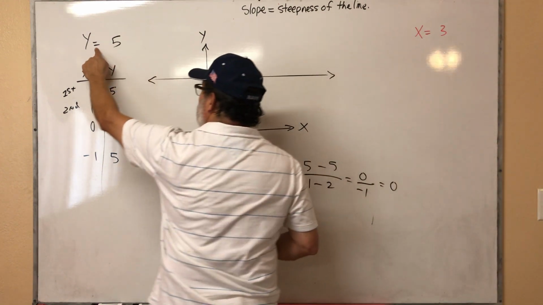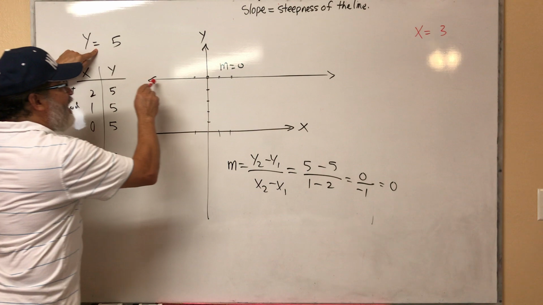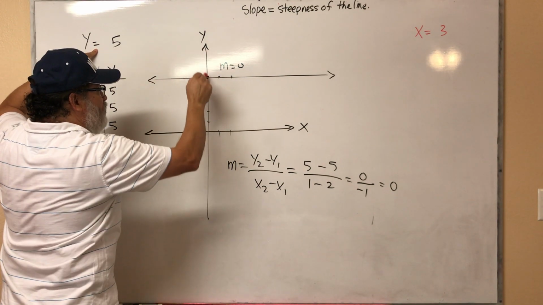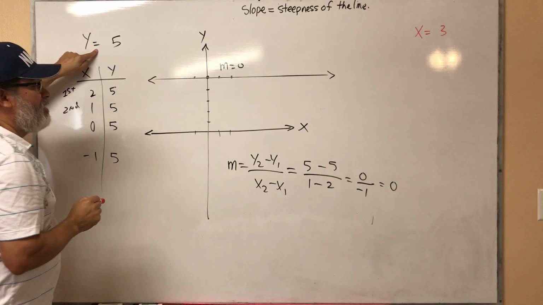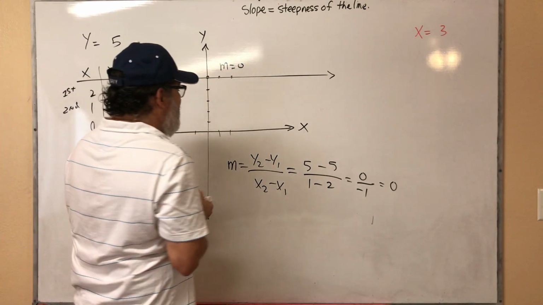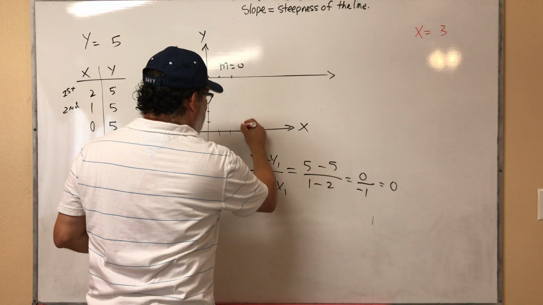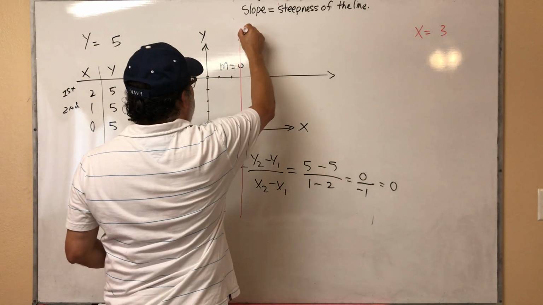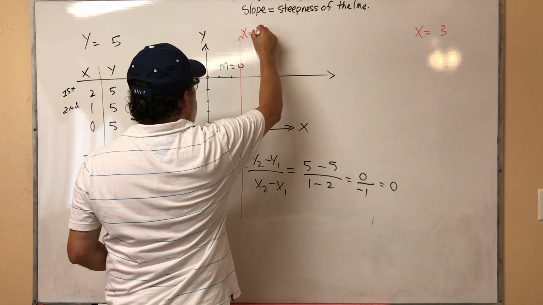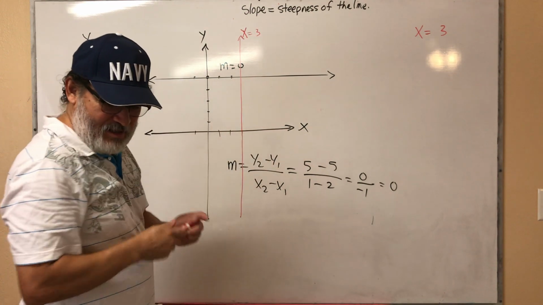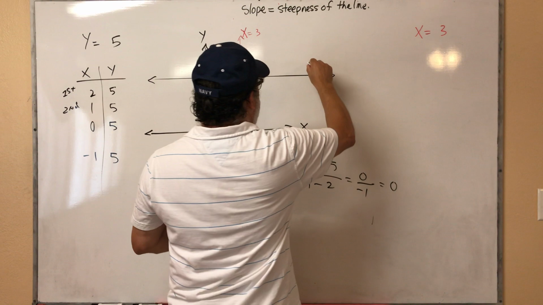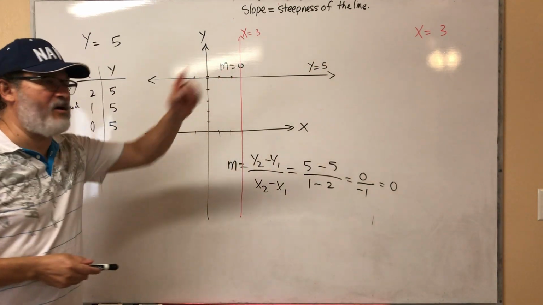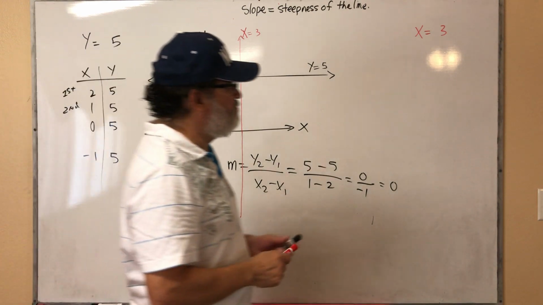Look at this, y equals 5 is a horizontal line, so therefore that must be this one. x equals 3, and y equals 5. If you don't believe me, make a table.